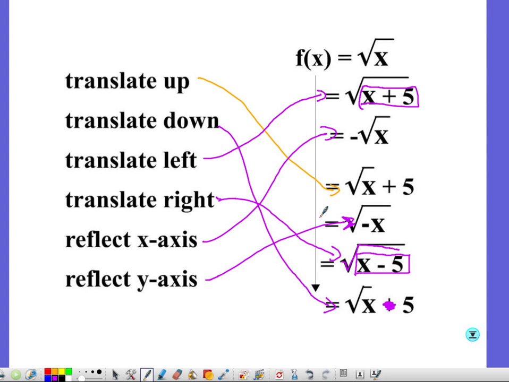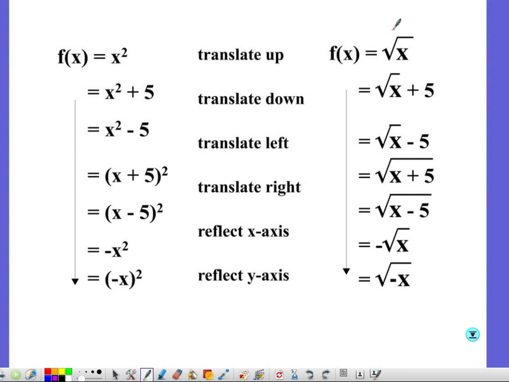So we're seeing some patterns going on here. Even though x squared and the square root of x are completely different functions, we can see that when we translate up and down, left and right, or when we reflect it, the way we're changing the functions looks very similar. So notice that when we translate it up, the function did not change. Here we still have x squared, here we still have the square root of x. All we did was add a number at the very end.